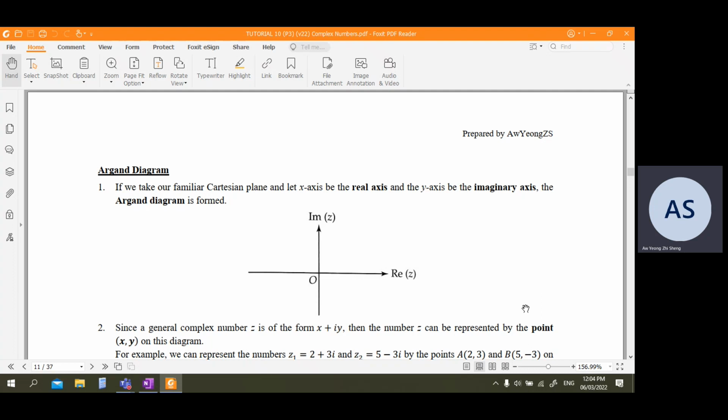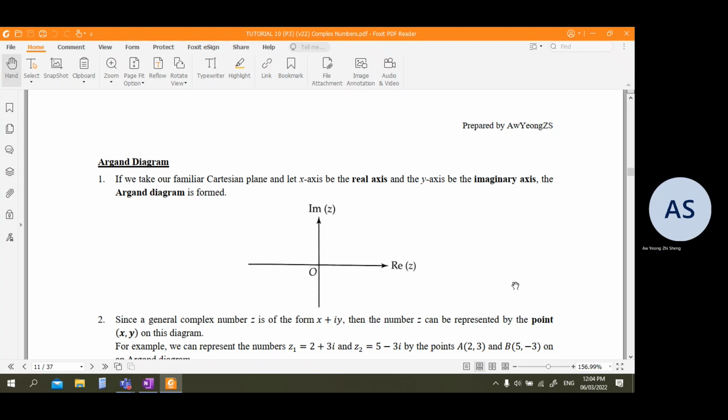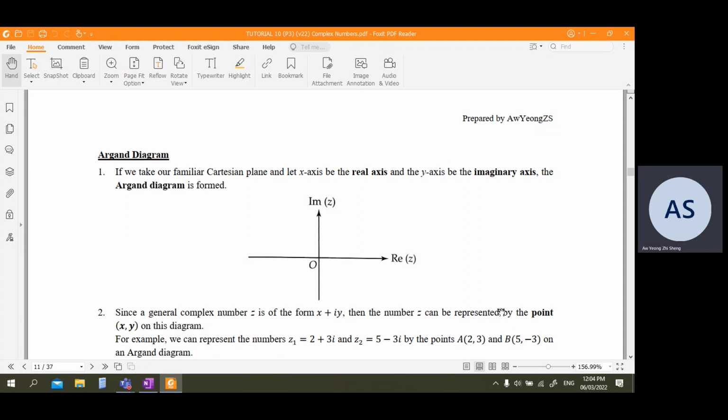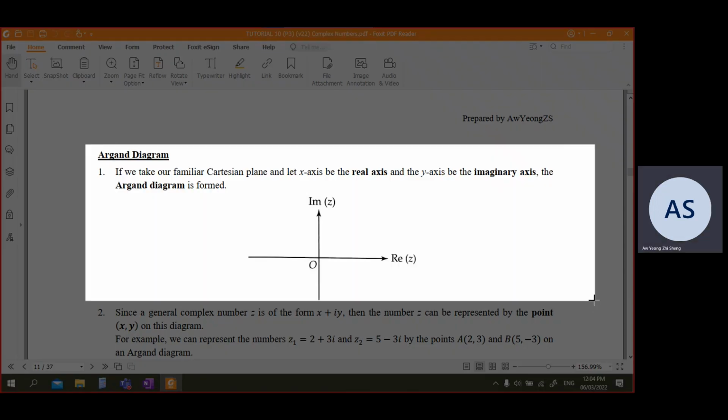The Argand diagram is a very important thing to learn in this chapter. And in the later parts of this chapter, we will encounter more and more use of the Argand diagram. The first part is the Argand diagram.